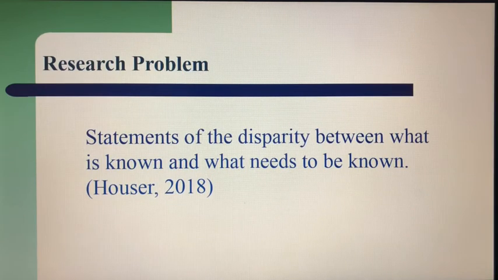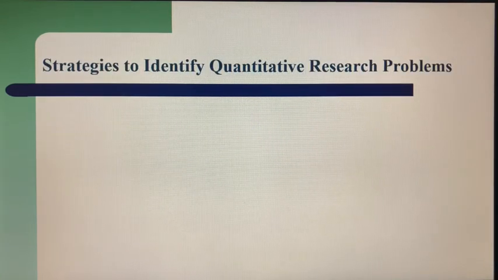What is it? It's a statement of a disparity between what is known and what needs to be known. And there are 6 strategies to identify a quantitative research problem. First, find a topic. You can find it from personal experience, related literature or theses in the discipline you are studying, or reports or reproductions of past research studies.